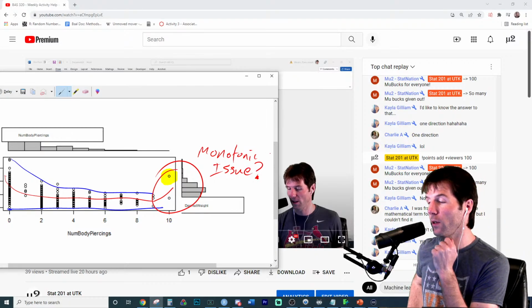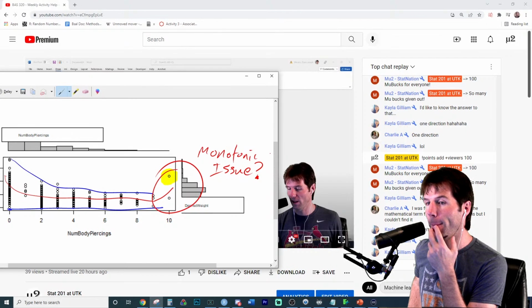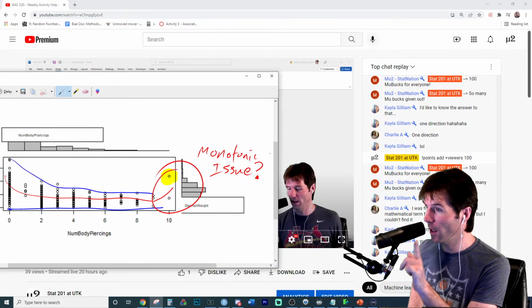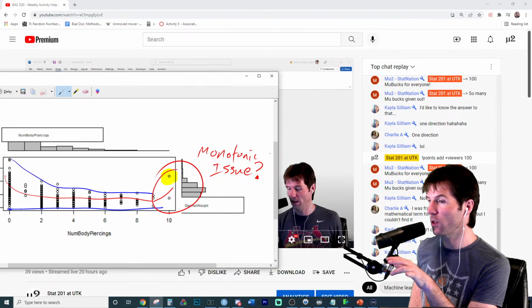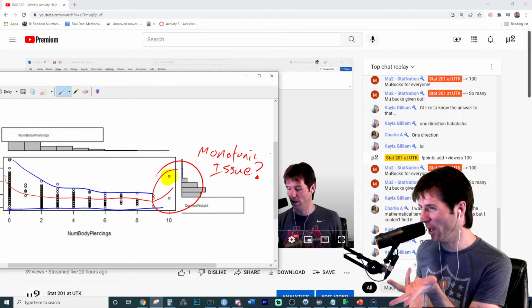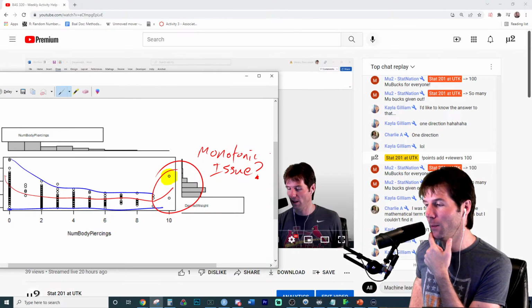It's a very, very small region. Since I drew that, it's a monotonic issue. It's a very small region, so I don't know if I'm going to say the whole thing is a monotonic issue. But James, you are correct. The end of it right there does not follow the monotonic pattern.